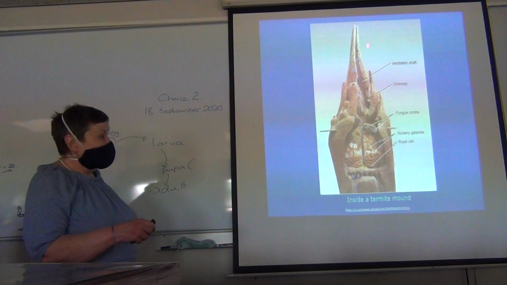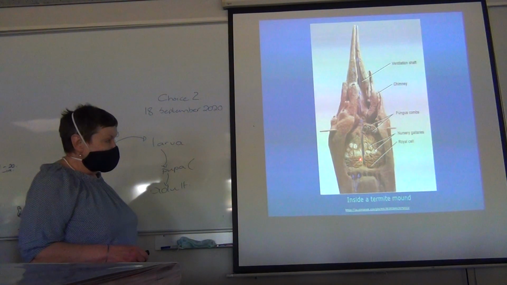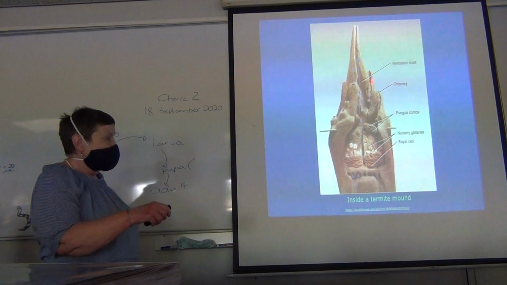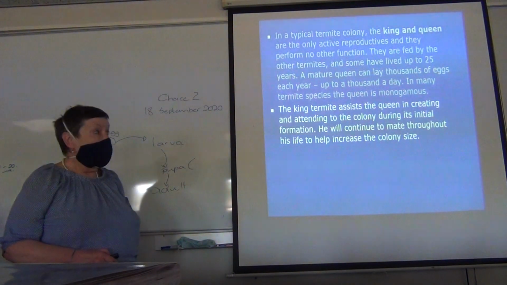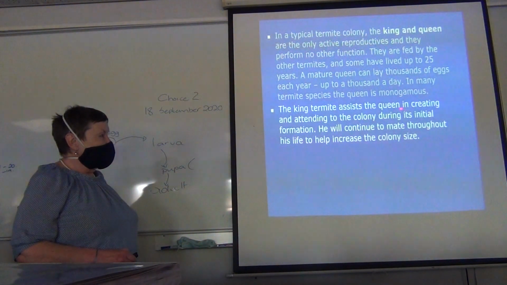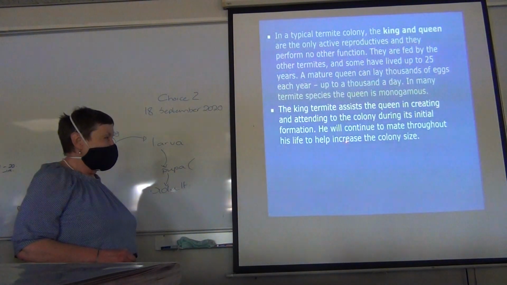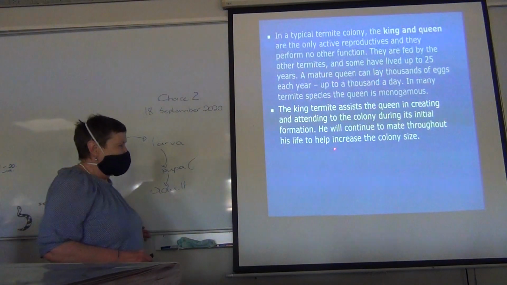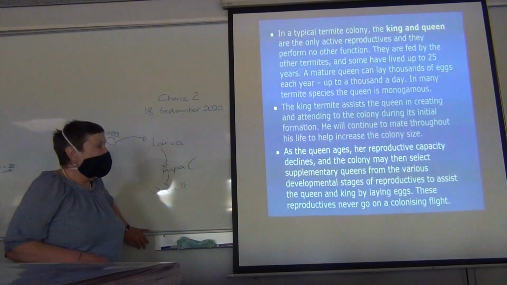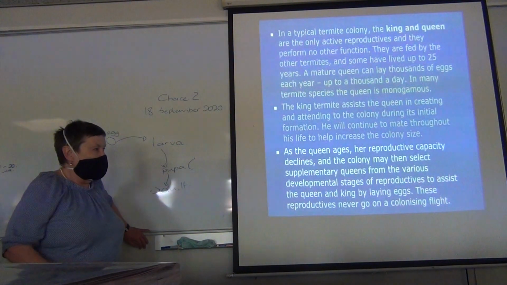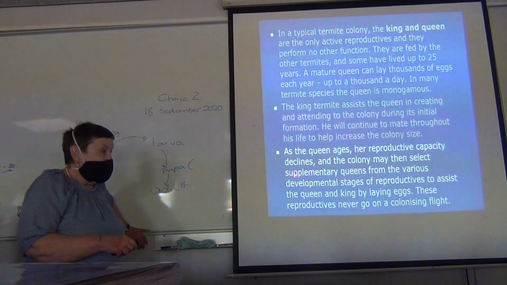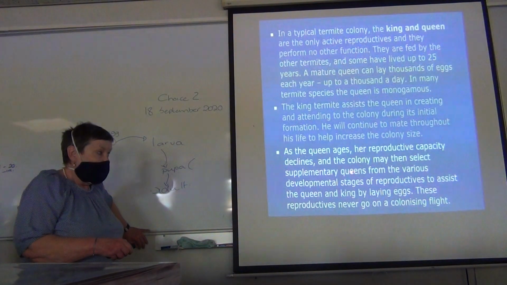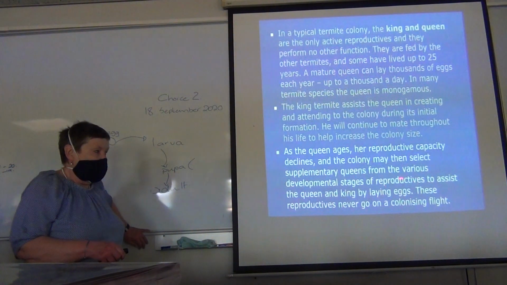So this is a typical termite colony. There are cells inside it. It's got a chimney and ventilation shafts. They're very good architects. The king termite assists the queen in creating and attending to the colony initially. He continues to mate throughout his life to help increase the colony size. As the queen ages, her reproductive capacity declines. A colony may select what are called supplementary queens from the various developmental stages of reproductives, to assist the king and the queen by laying eggs.